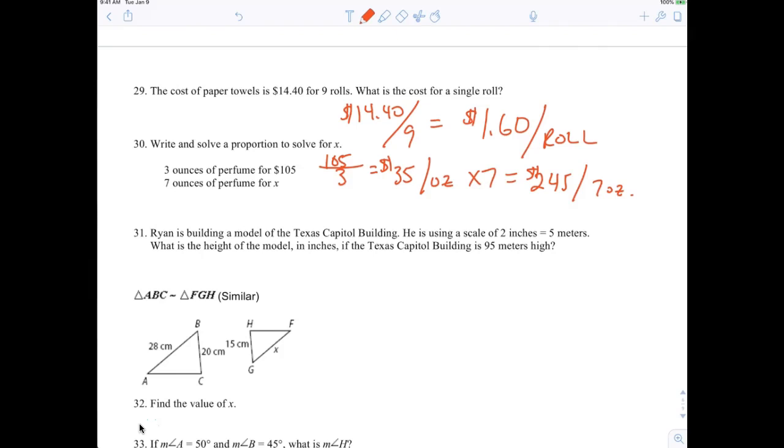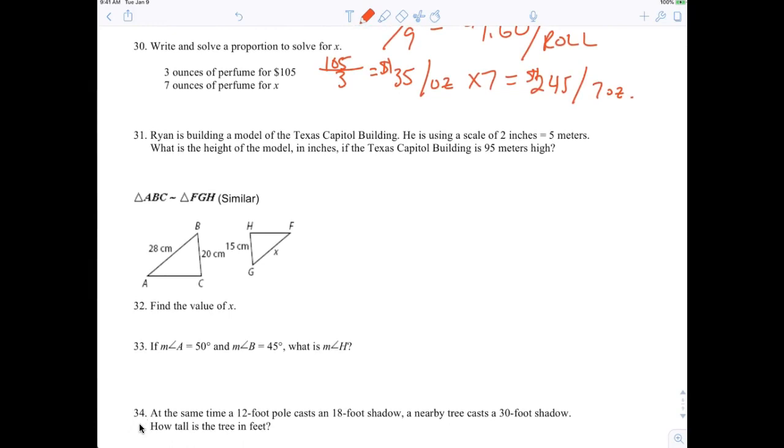Everybody happy with this? All right, figure out how much it costs per ounce, then multiplying is okay. You could have set up a proportion, right? Said 105 over 3 is equal to x over 7. It's the same thing. All right. Now let's look at 31.